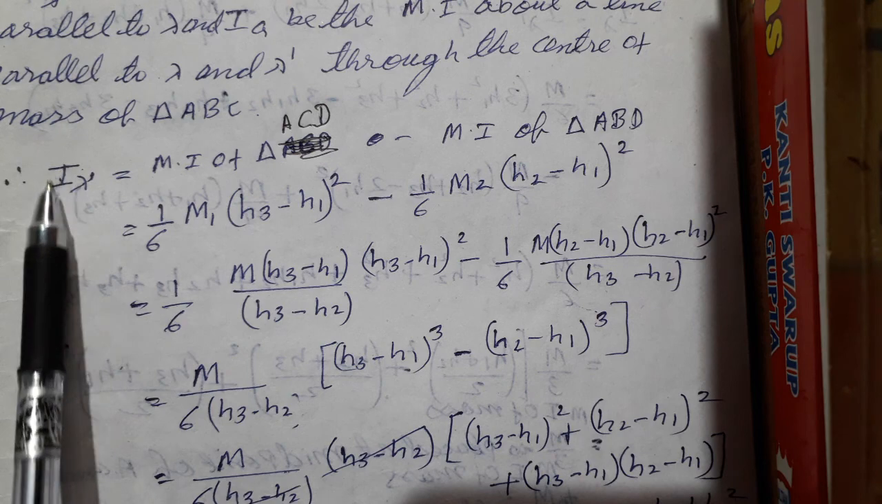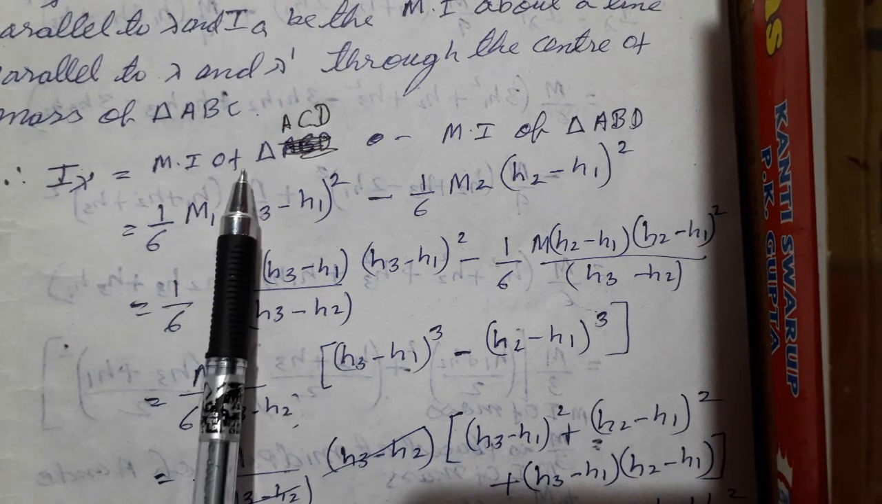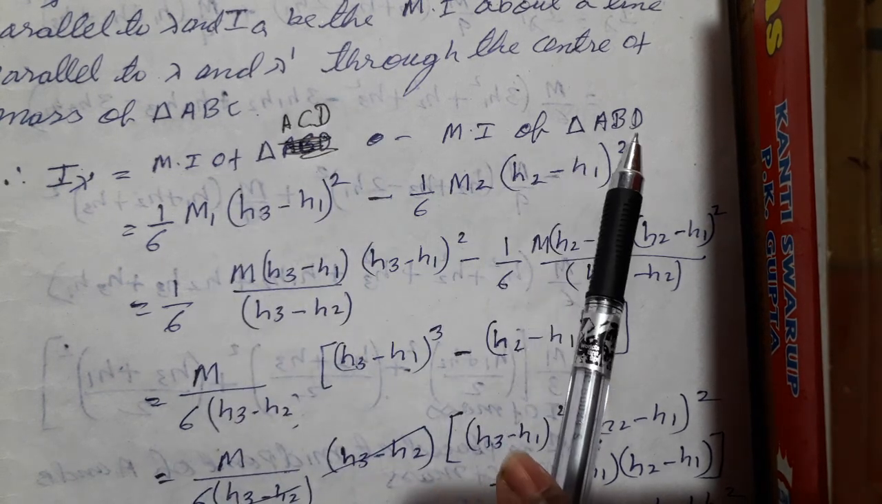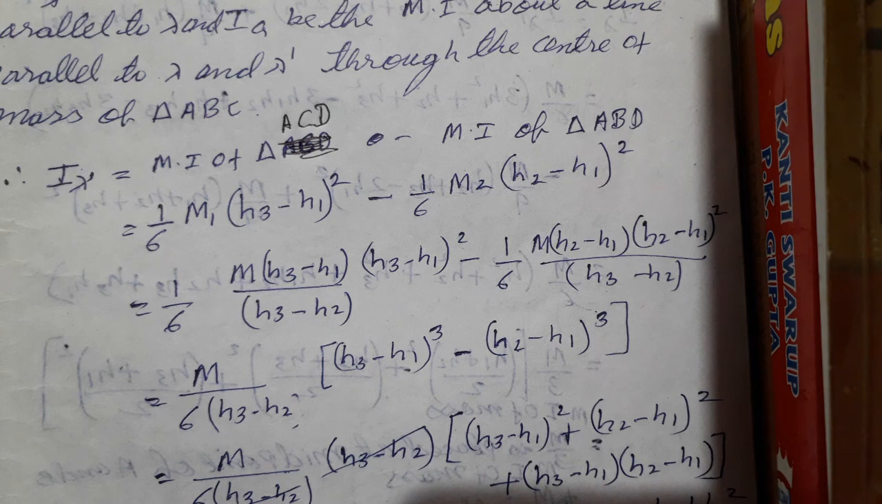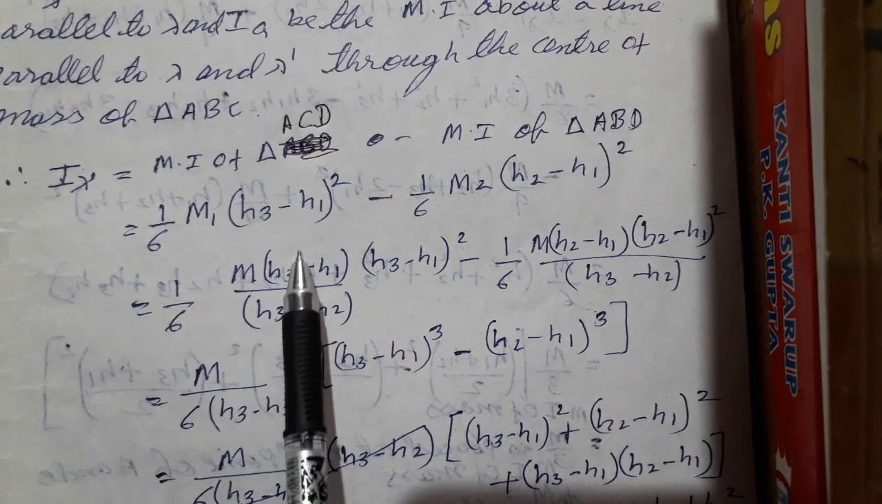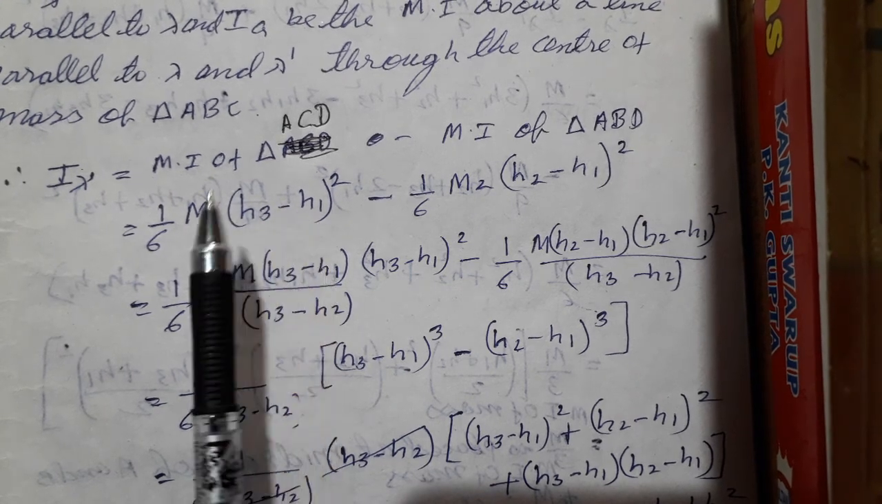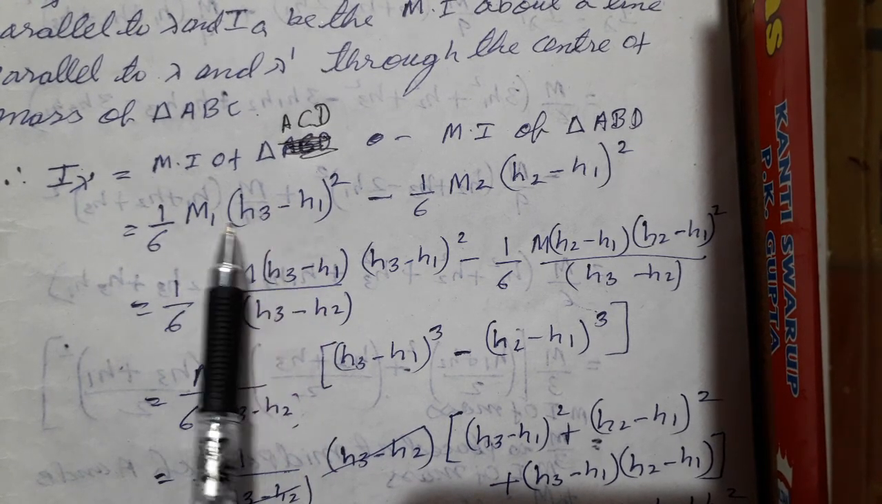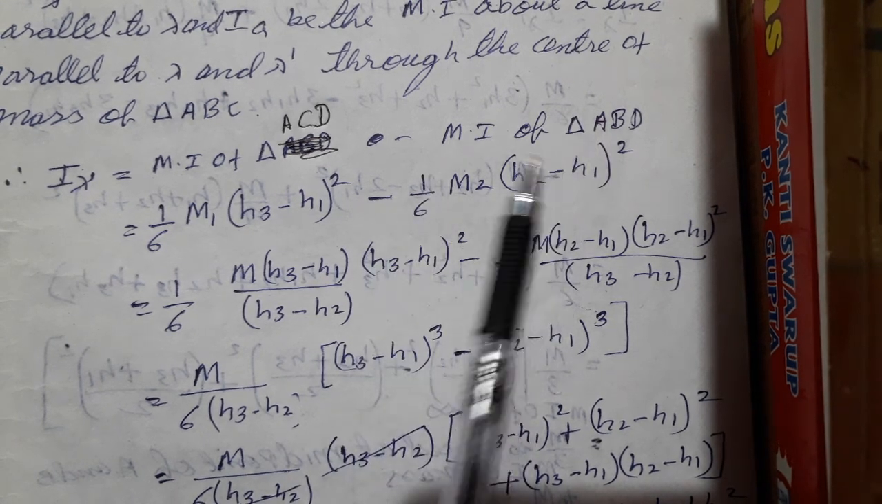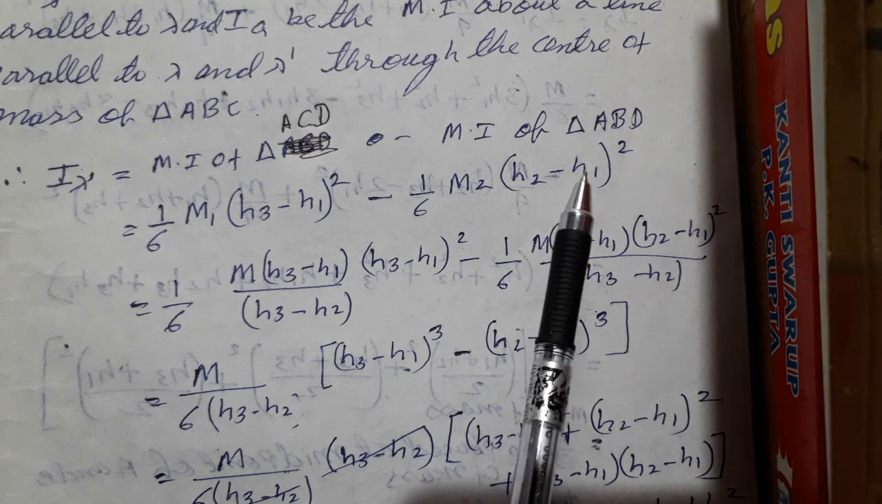The moment of inertia about the line lambda dash is nothing but the moment of inertia of triangle ACD minus the moment of inertia of triangle ABD. We have already proved that if the height is h, then the moment of inertia is given by 1 by 6 m h square. In the same way here, the height of this triangle from the base is h3 minus h1. So it is 1 by 6 m1 (h3 minus h1) whole square, minus the same for this one, 1 by 6 m2 (h2 minus h1) whole square.